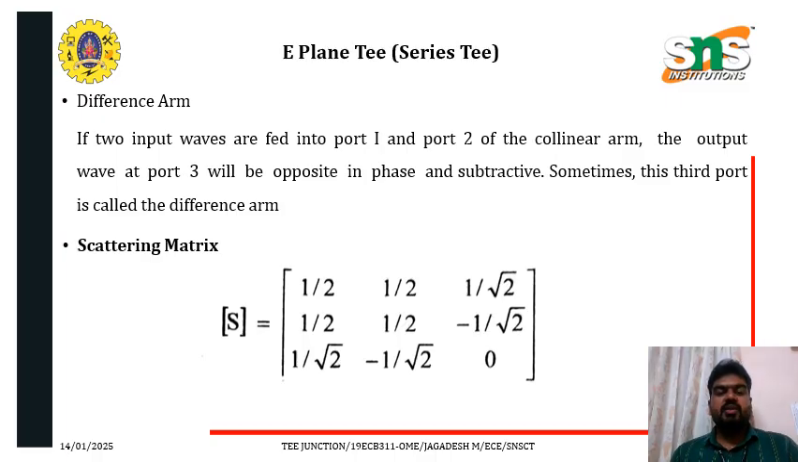So for this case, the scattering matrix will be S equal to: 1/2, 1/2, 1/√2; then 1/2, 1/2, minus 1/√2; and 1/√2, minus 1/√2, 0. This is the scattering matrix for the E-plane T.